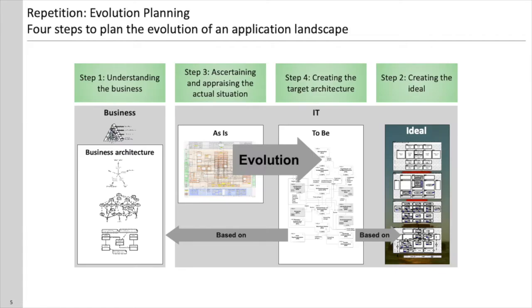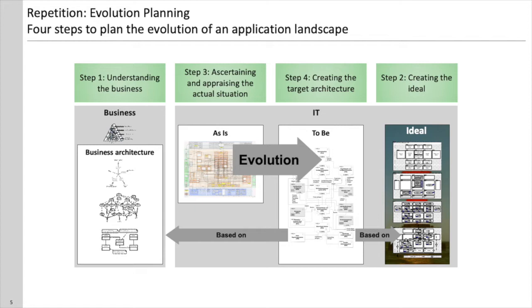For the definition, let's make a quick repetition of what you've already learned in the first lecture, when we talked about application landscape and stressed the idea that to a certain degree, planning the evolution of an application landscape is like planning the evolution of a city. In this lecture, I already told you that from a very high level point of view, planning this evolution is a 4-step process.